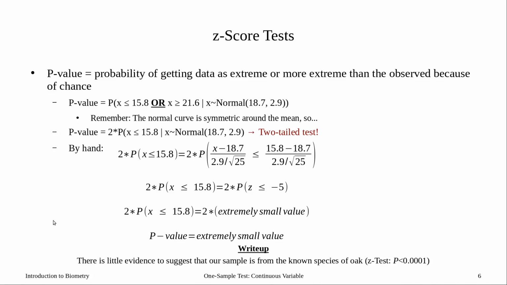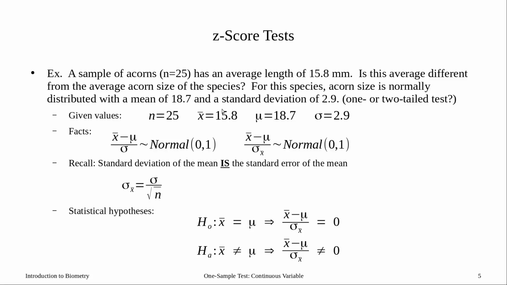So let's calculate our p-value. Now remember, our p-value definition is the probability of getting data as extreme or more extreme than the observed value because of chance. So our question is, let's calculate the p-value that we would get in x that is less than or equal to 15.8, or a value that's greater than or equal to 21.6, given that our population is 18.7, 2.9. So how did I get these values?